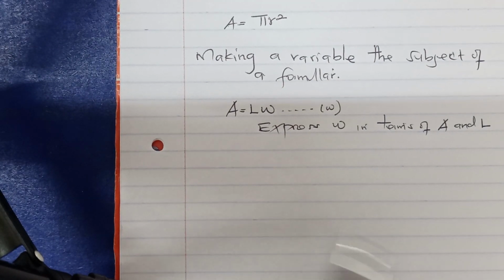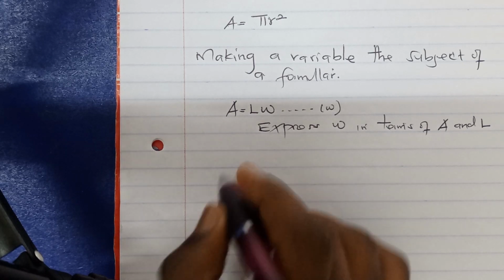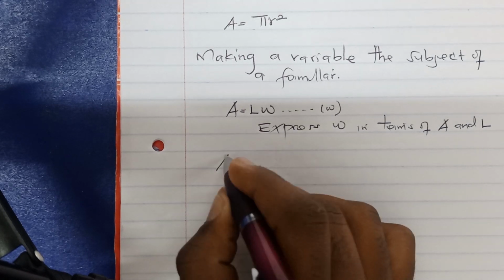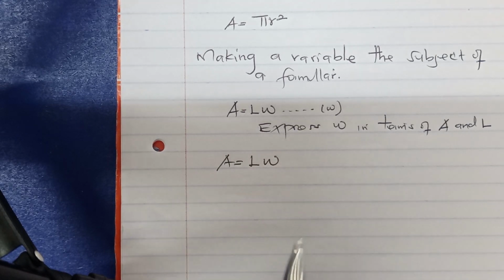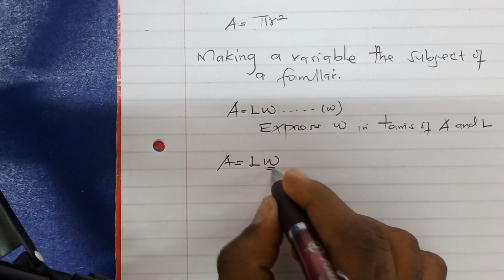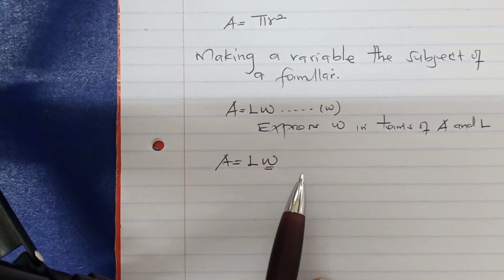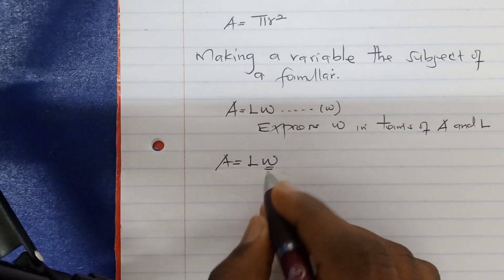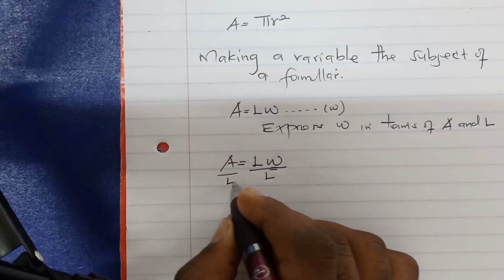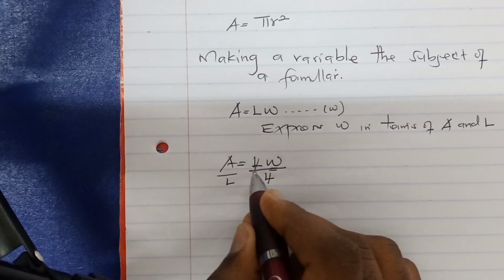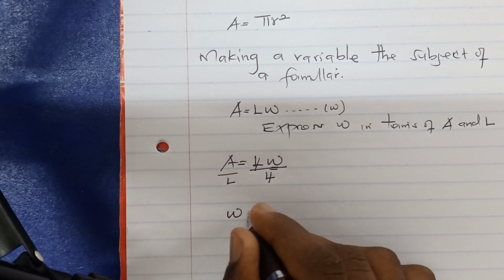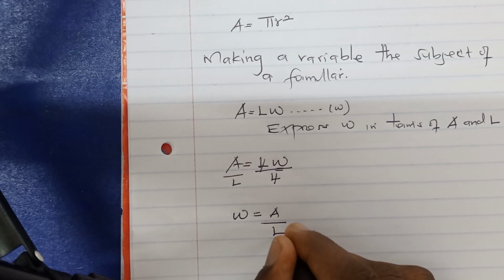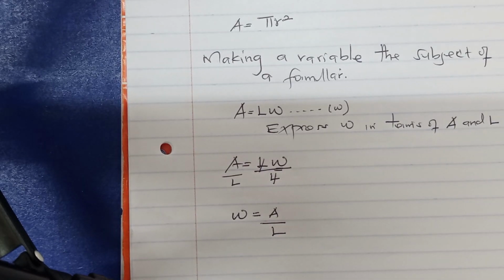So in this case, I want us to see how we go about it. If you are told to make W the subject of the formula, it's so simple. A equals LW. Our point of interest is the letter W, because we are told to express W in terms of the other variables present in that formula. So I'll have to divide both sides by L. At the end of the day, this cancels out, and we find that W is given by area divided by length. That's example number one.